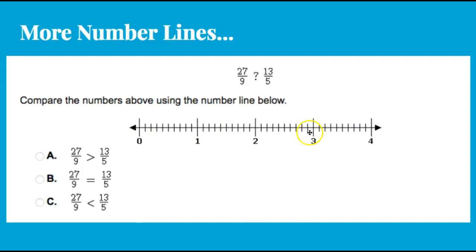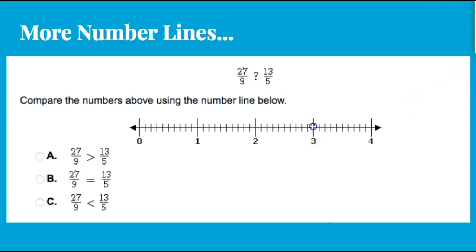1, 2, 3, 4. So 27/9. I know that in order to turn this fraction into a mixed number or a whole number, I divide the numerator by the denominator. And because I know my math facts, 27 divided by 9 is simply 3. Nothing left over, so there's not really a mixed number here. So let me get my marker.